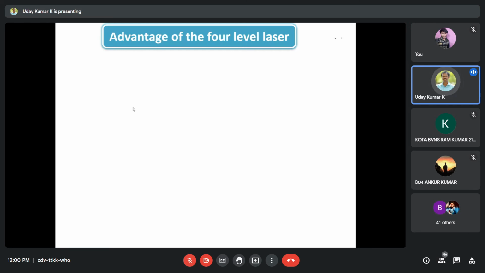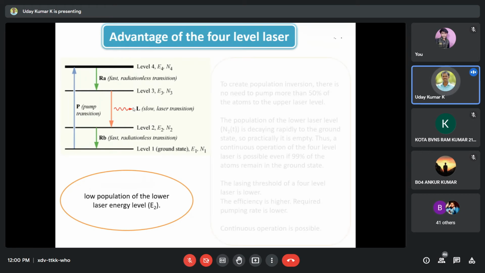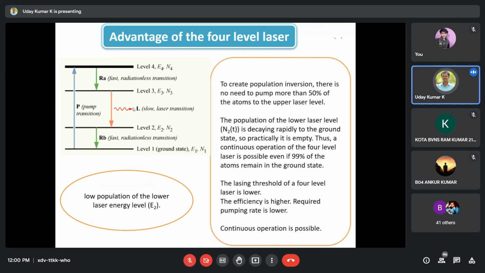Now, it's not only about 3-level. You can have 4 levels also. Now, what is the advantage of having 4-level lasers? Look at here. Low population. Now, remember, why do you need a 4-level laser exactly? Low population of the lower laser energy level. Remember, to create the population inversion, there is no need to pump more than 50% of the atoms to the upper laser level. The first requirement is this.